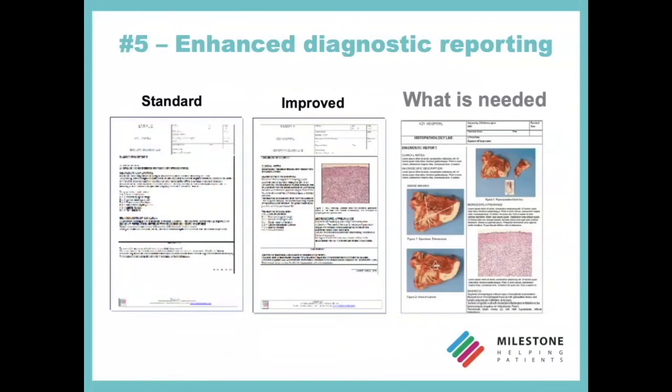Number 5, last but not least, it is possible to dramatically enhance the reporting by adding digital macro images. Moving from the standard one, that is basically only a long text, to the improved one, which includes also macroscopic images, to a report that is really needed. This last one could be understood by oncologists, surgeons, clinicians, and even patients themselves.